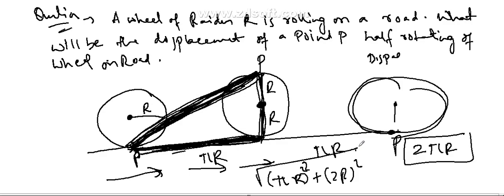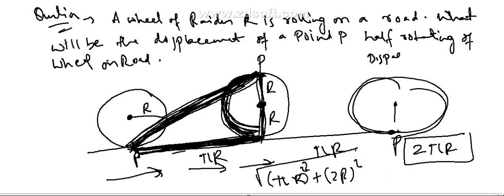Are you getting my point? See, it is so easy. We have to understand the concept. I am saying half rotating. Half rotating means only pi r. Only this part is covered. So this distance is the same as this distance. So pi r whole square plus 2r whole square. Sir, should we take pi as 22 by 7 or 3.14? No, sir, let us keep pi.